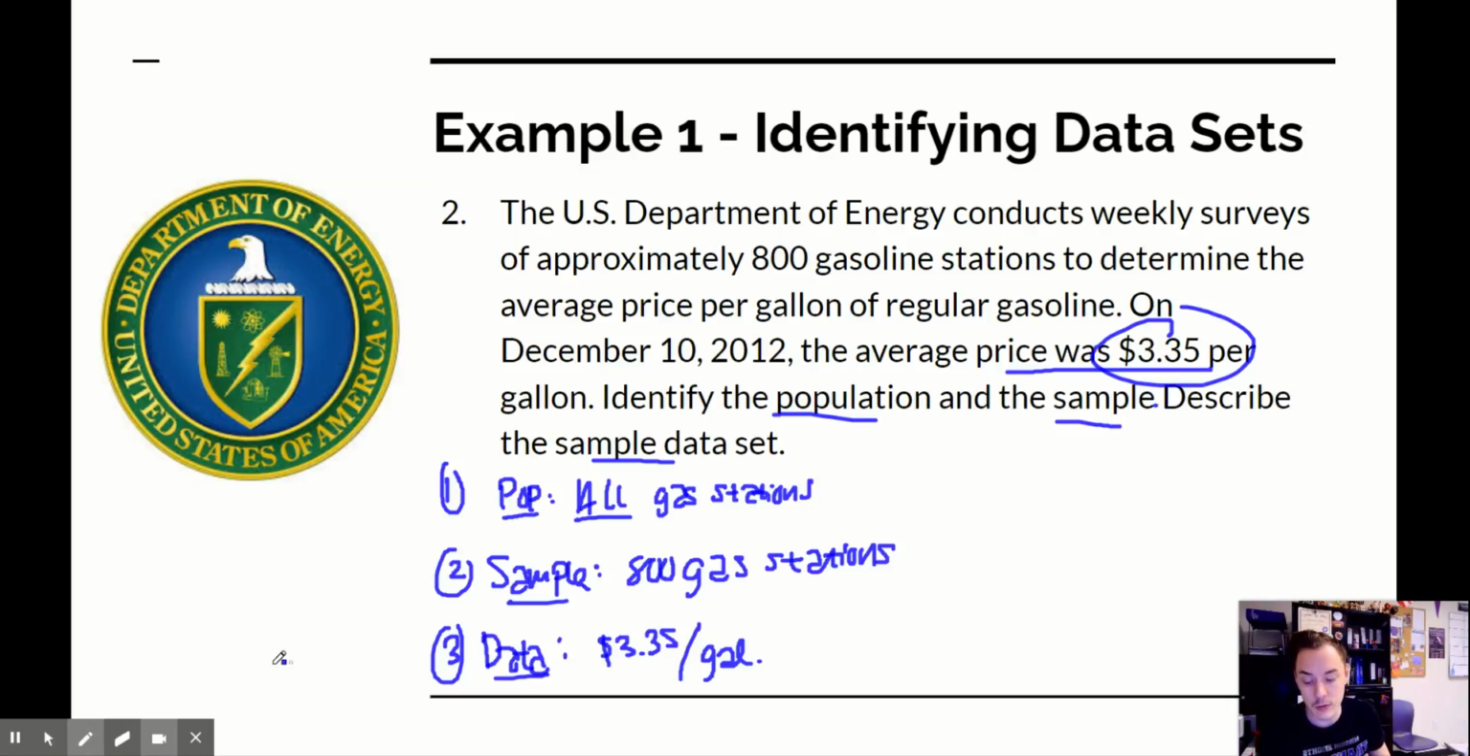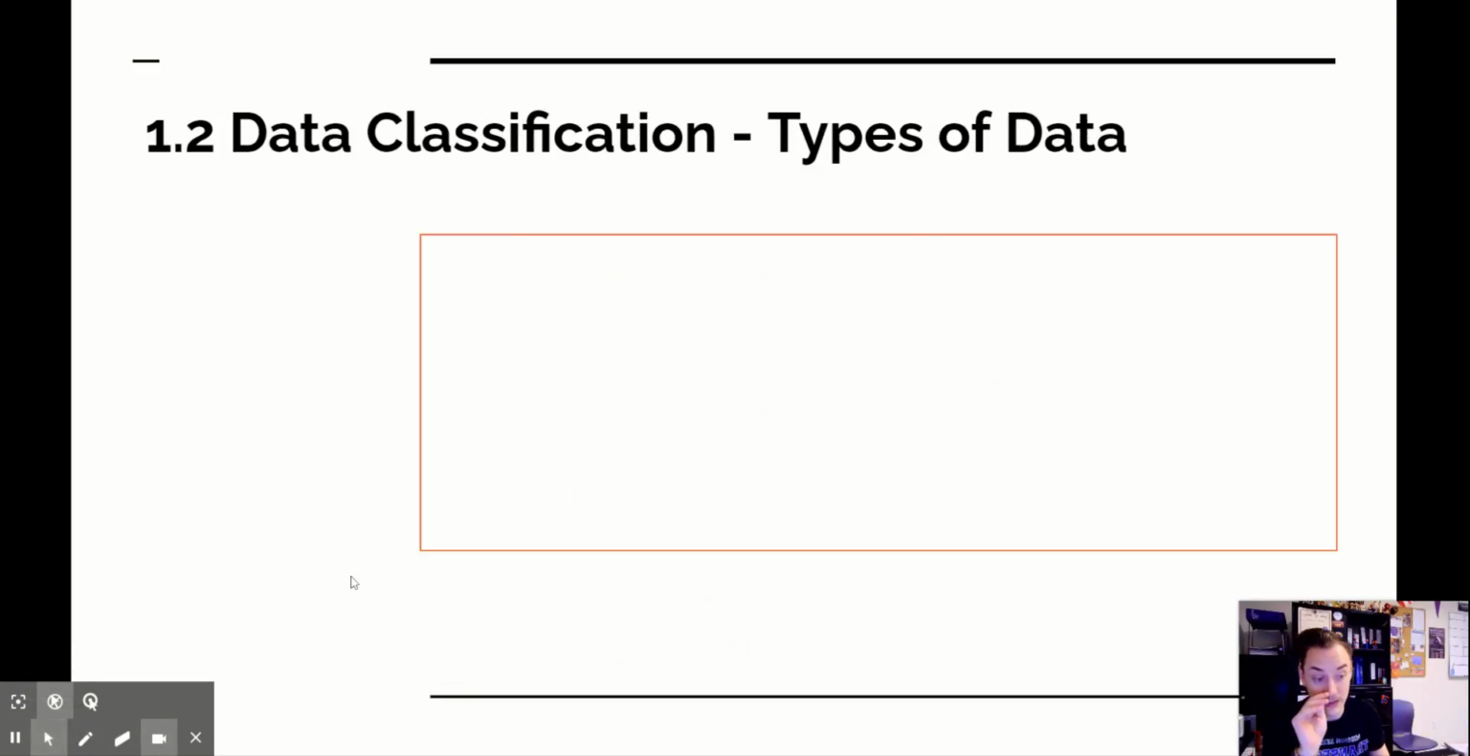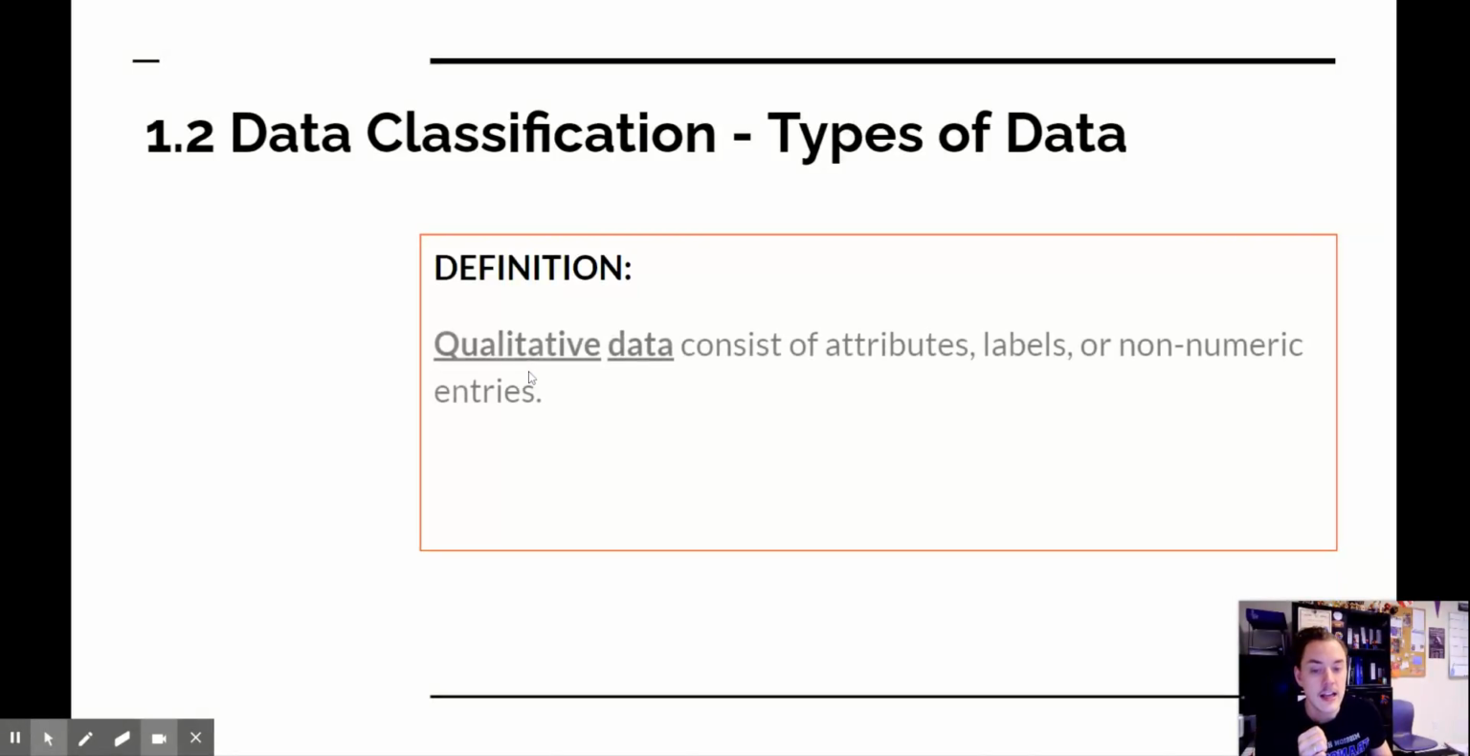Let's get into 1.2 now. That was just 1.1. Very simple, right? Population and sample. Let's get into 1.2 because we have to get through at least three lessons, right? So this is 1.2, going over what we call qualitative and quantitative data.